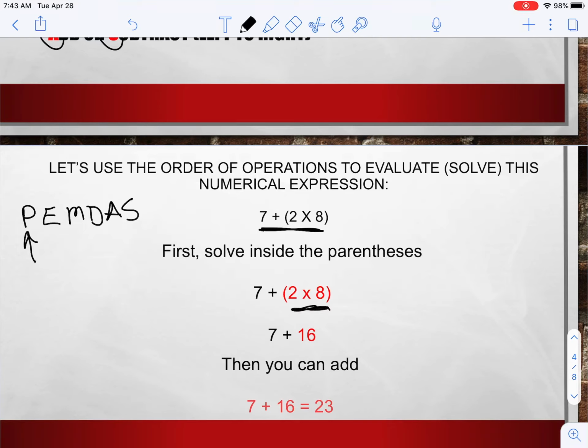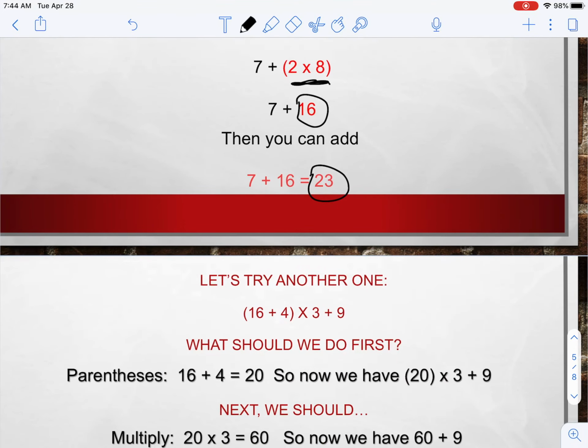When you do 2 times 8, you get 16. So now it's 7 plus 16. And then you just add it up. That's 23. Okay, that was a short one. Look at another one.